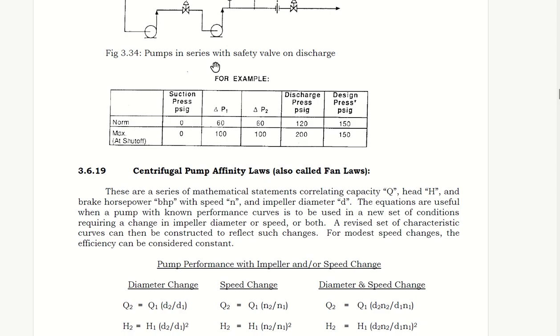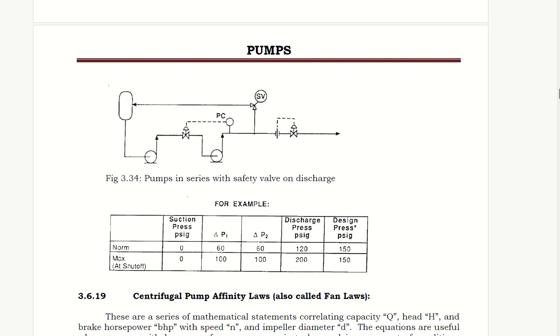See, pumps in series with a safety valve in discharge, for example: suction pressure 0, max shut-off 0, delta P 60, 100, max shut-off P2 60, discharge pressure 120, at shut-off 120, design pressure 150, 150. So this is the condition. You can see this design pressure is less than pump shutoff, so that's the reason this PSV is given.